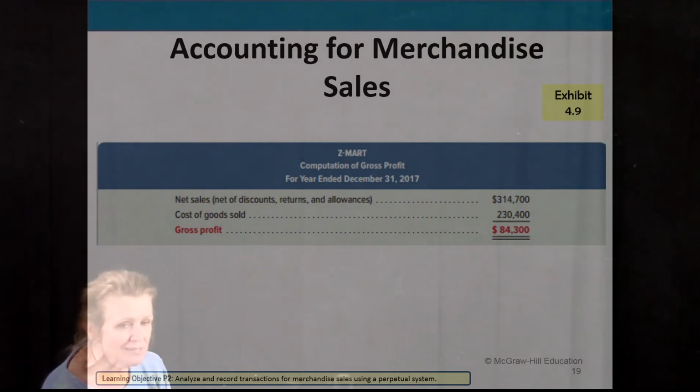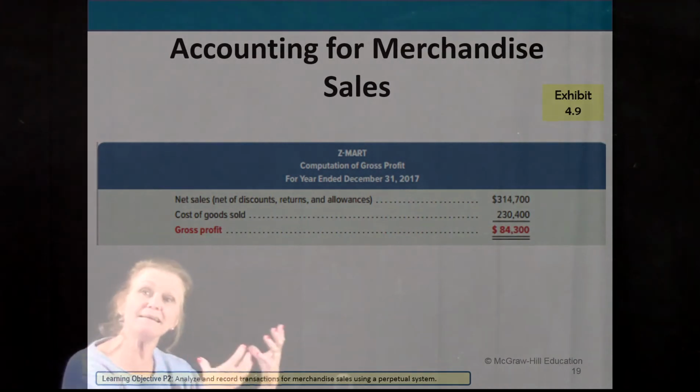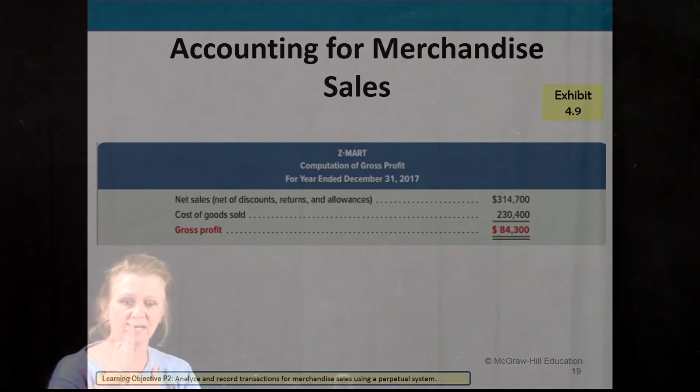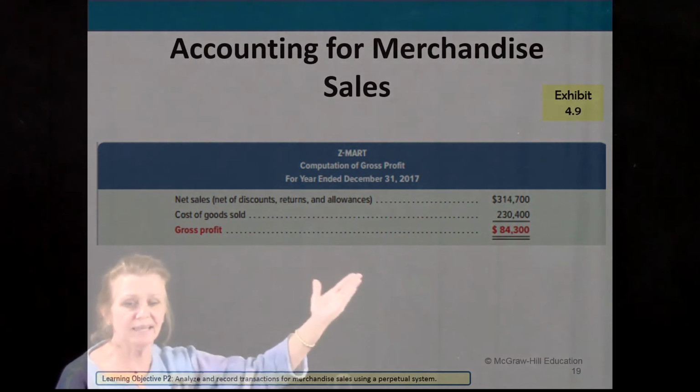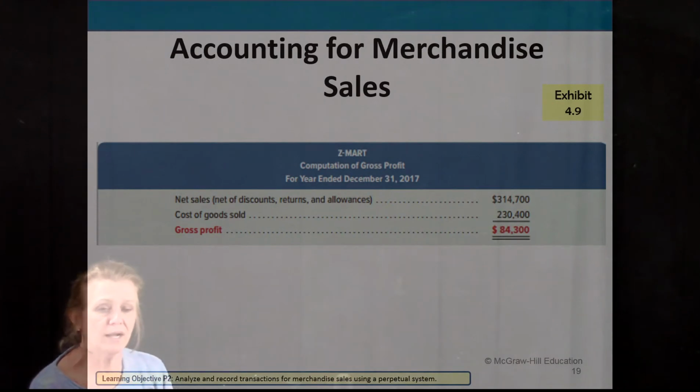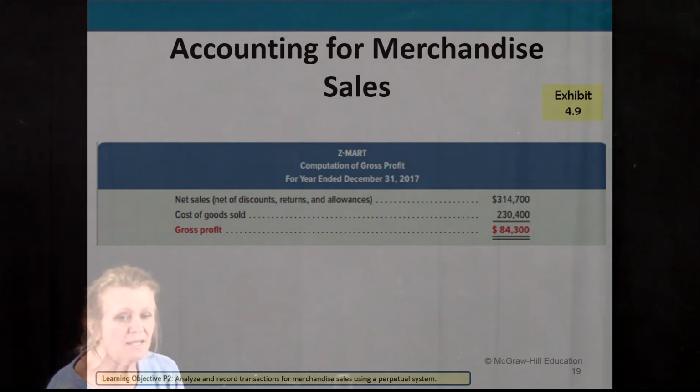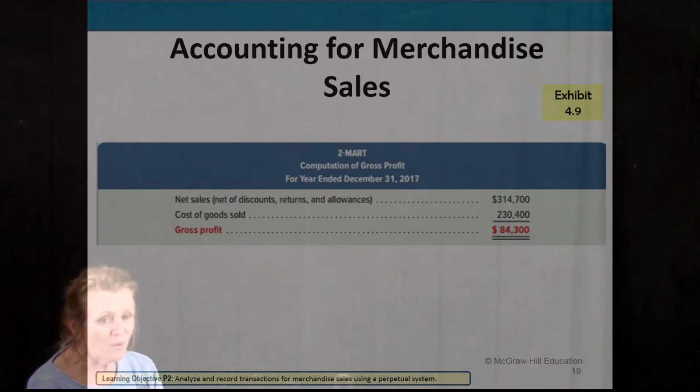It is different when we account for the sale of this merchandise. So we're the retailer. Up until now, we've been talking about the purchase of merchandise to go in our inventory. Now we're going to talk about the sale of it. So our computation of gross profit is our net sales, net of discounts, returns, and allowances, less cost of goods sold, and that gives us our gross profit.